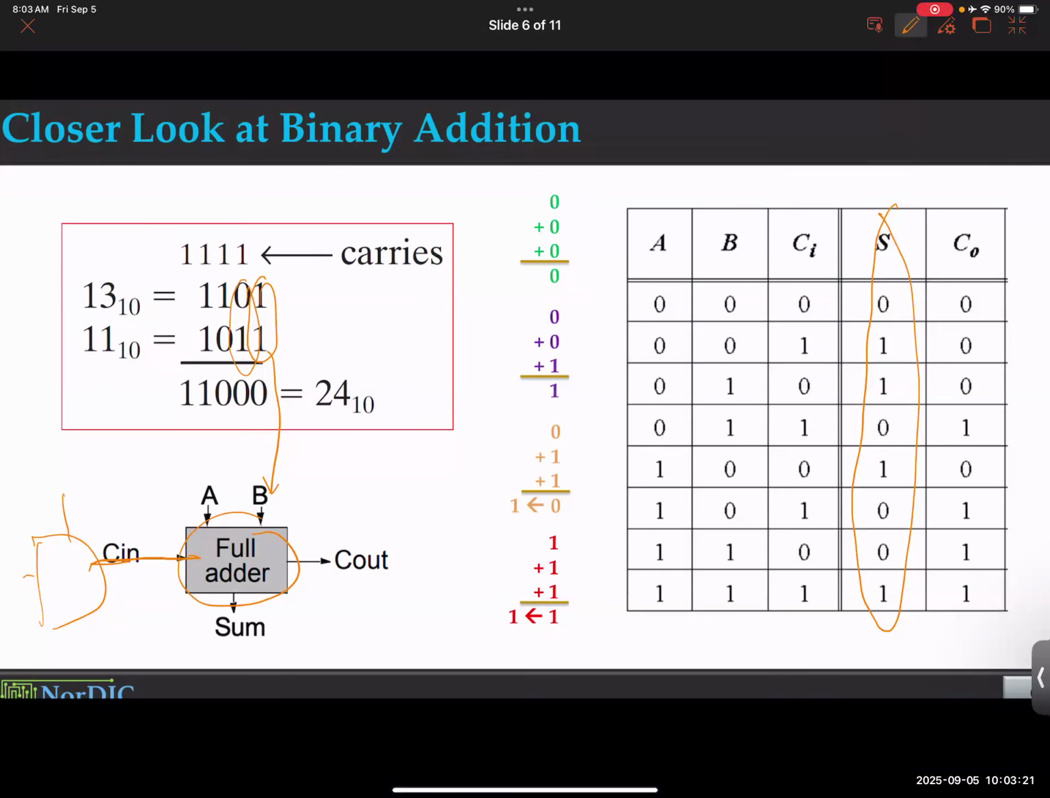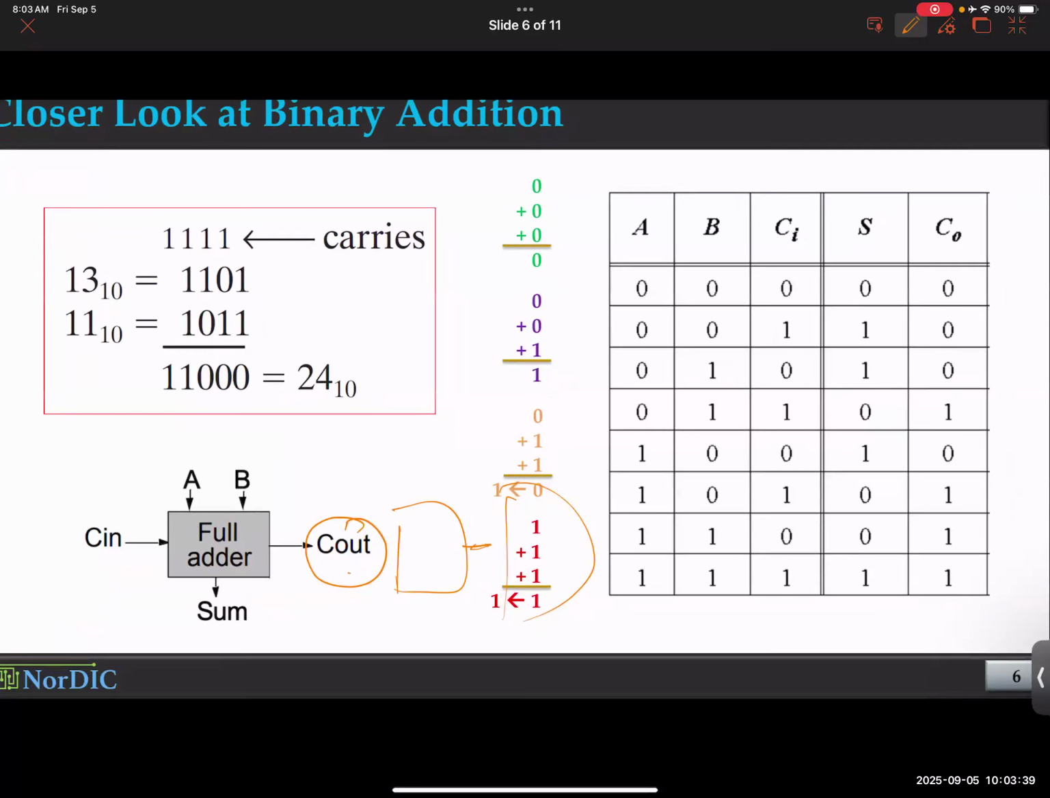Can anybody guess which input will go from one of these circuits to the next one? Will it be sum? No, you don't feed the sum to the next level. You feed the carry to the next level, okay? So your carry output will be fed to the next level and to the next level and so on. So that's what you see here.